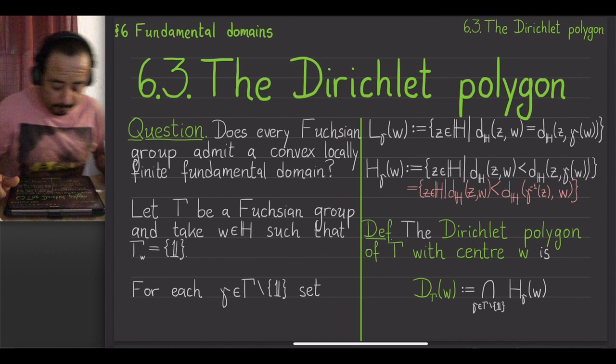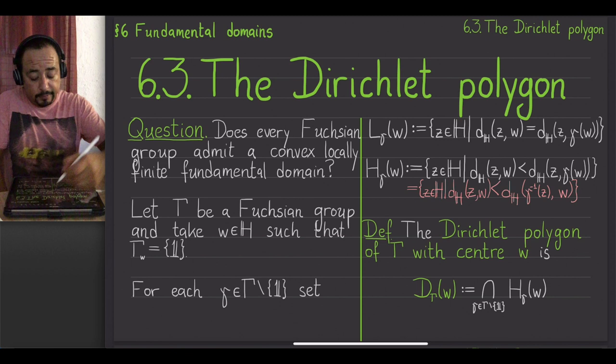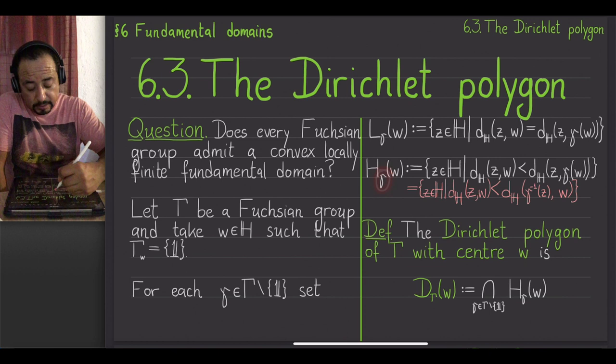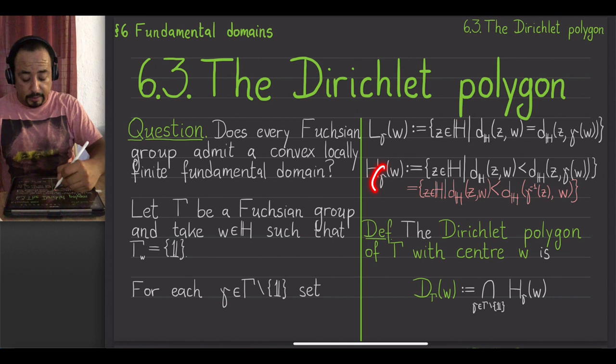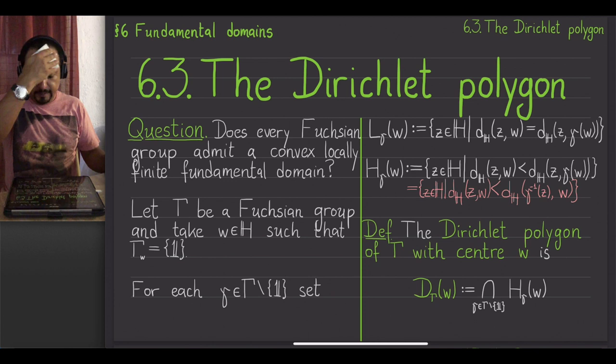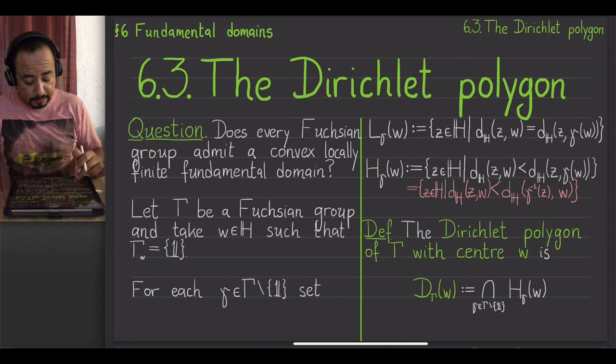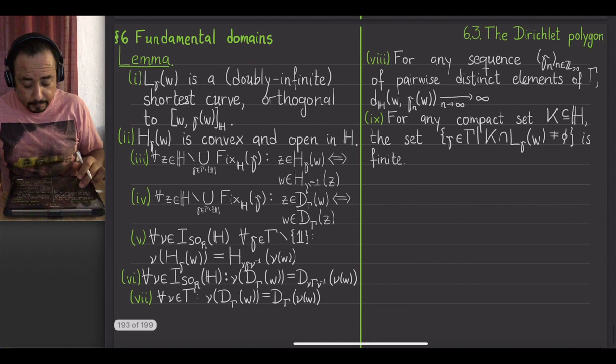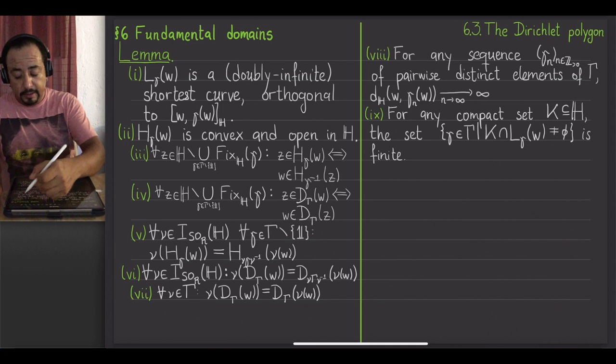Right. So what we have done is we have defined, for each element of the Fuchsian group, a certain half plane containing W that kind of separates W from its image under the element of gamma. And the Dirichlet polygon of gamma with respect to that point W is defined as the intersection of all those half planes. So this is a quite simple definition, at least conceptually. And there are some basic properties that we are going to state now.